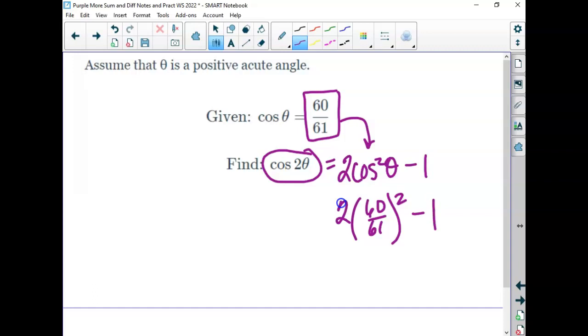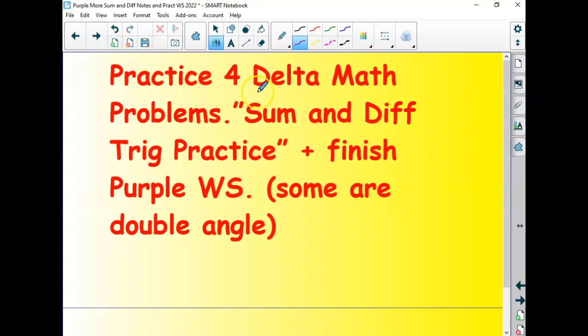I just want to give you an example of the lovely numbers that you get in delta math. Oh, yeah. What did you get? That's a nice one. 3,479 over 3,700. 21, like that? That's a good answer. Did someone else get that? So we're pretty sure we're right? Okay. You just type it in as an exact fraction in delta math. But there are a couple of double angles. So you have 4 delta math problems, and to finish the purple worksheet, go.